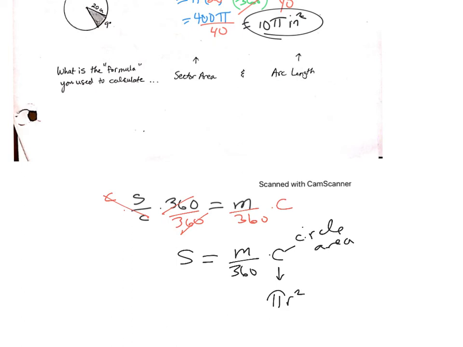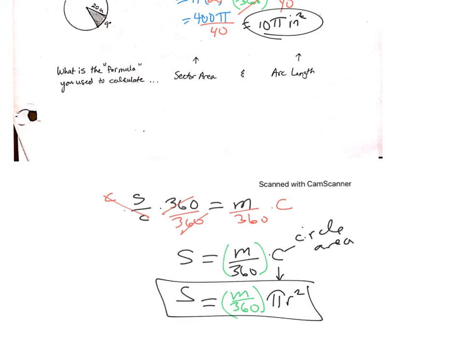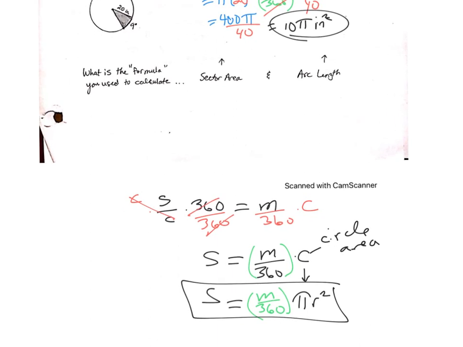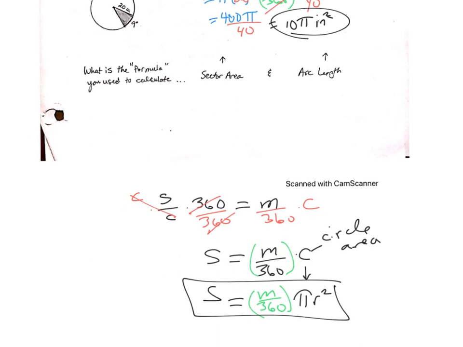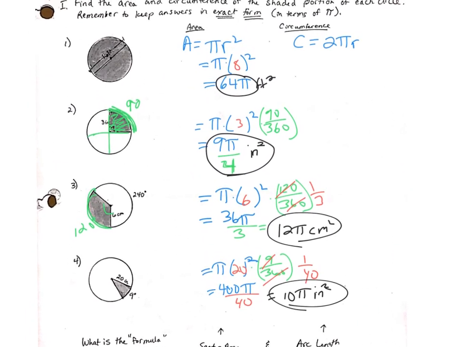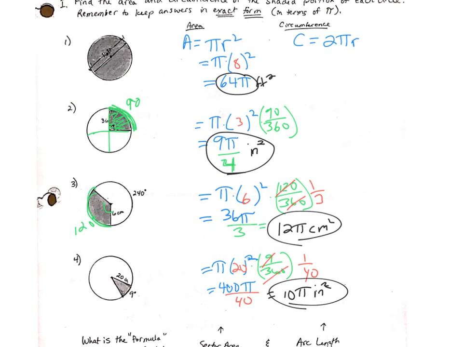That's pi times radius squared. Your M over 360 is the portion of the circle that you have, and that gives you your sector area. So this is, I don't think I can move it out, what I would call the formula, if you will, for finding sector area.